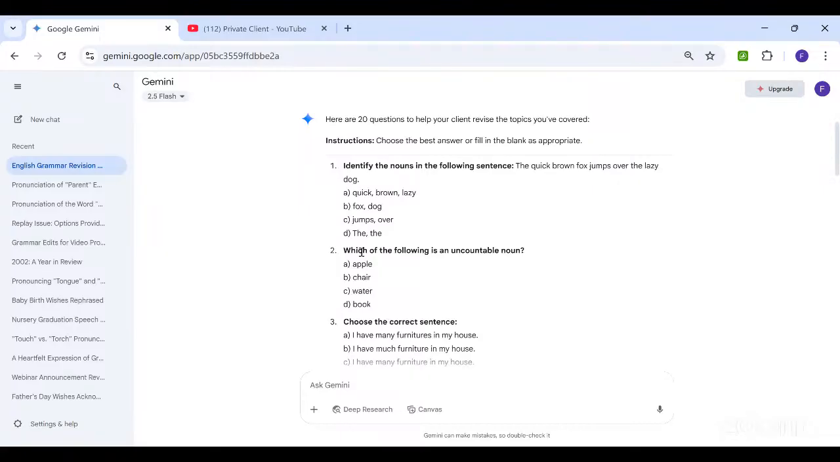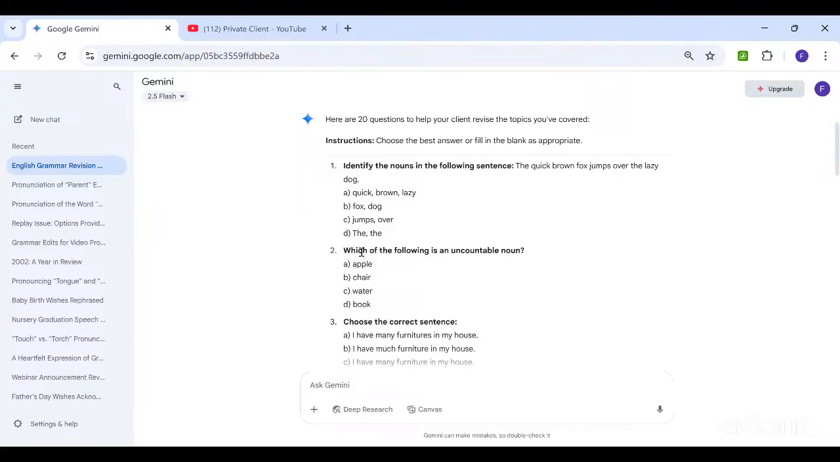So the subject here is the quick brown fox, because it is the one doing the action. It was the one who jumped. The object is the receiver. Which do you think the object is in that sentence? The lazy dog. Yes, because he jumped over the lazy dog. Without the lazy dog, the fox cannot jump.